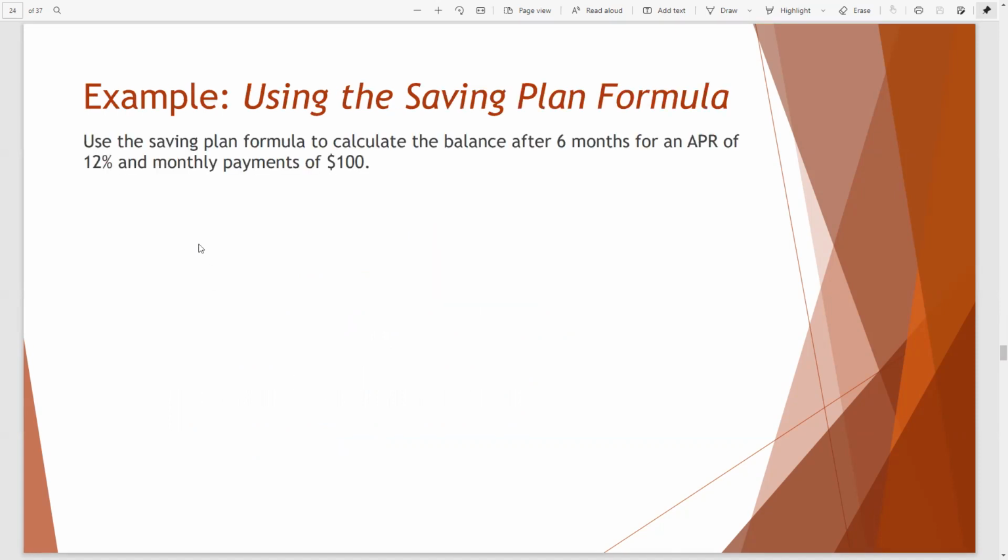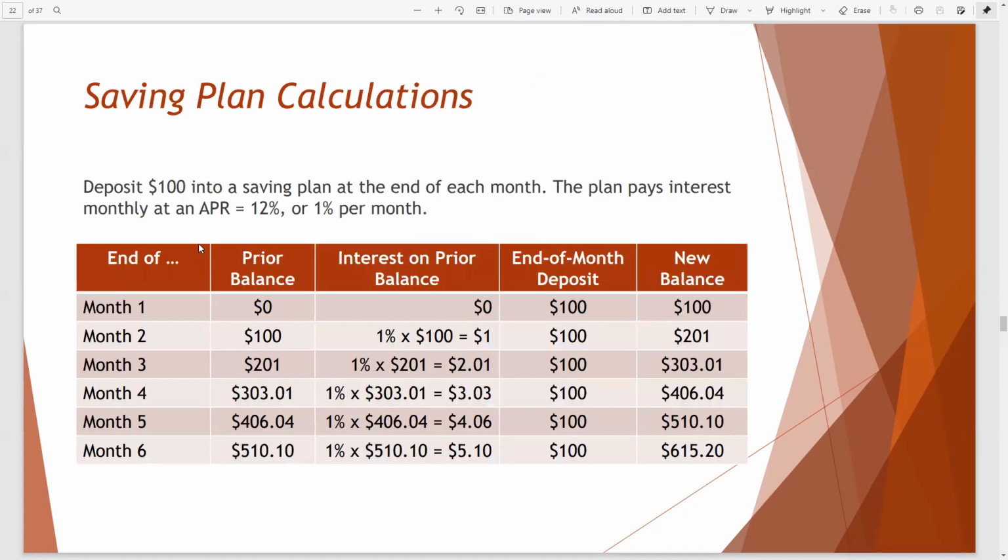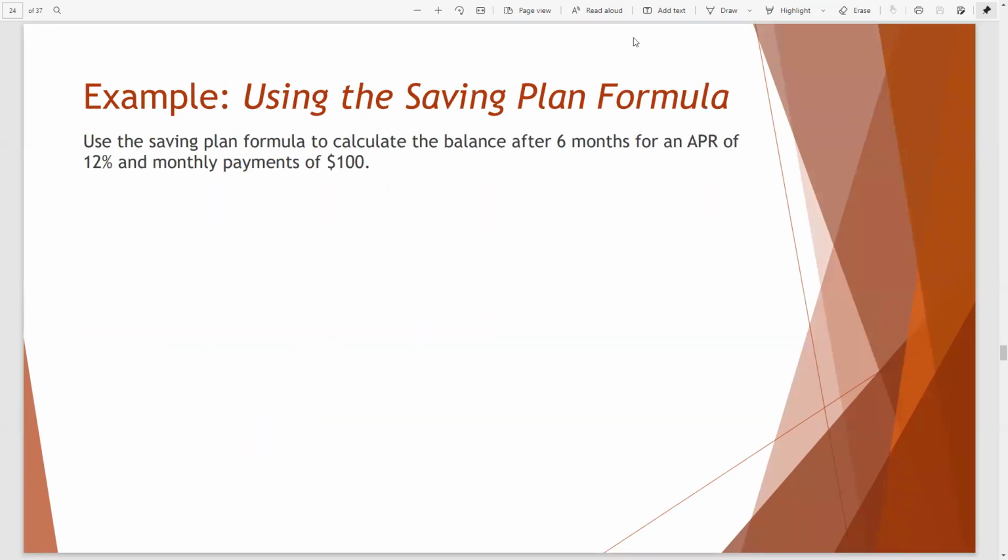Okay, that's the example we saw by the table. The answer we know already: $615.20 after 6 months, when you deposit $100 every month, at the end of every month, where the APR is 12%. Let me highlight it: the balance of 6 months, the APR of 12%, and the monthly payments of $100, in other words, the monthly deposit.